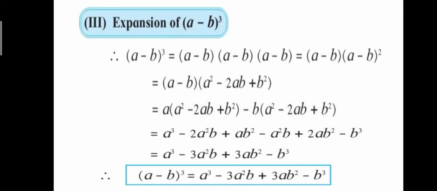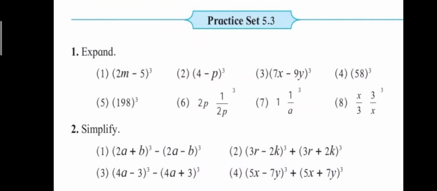Today we'll continue with the chapter of Maths, Standard 8, chapter number 5, expansion formula. We have already seen, students, the expansion of (a minus b) the whole cube, that is a cube minus 3a square b plus 3ab square minus b cube. After that we'll go with the exercise practice set 5.3. The first part, that is expand, we have done. Now we will do simplify.